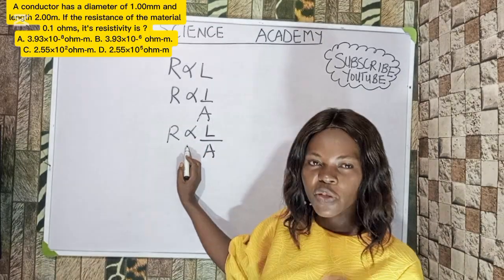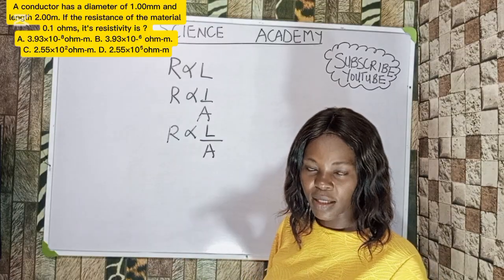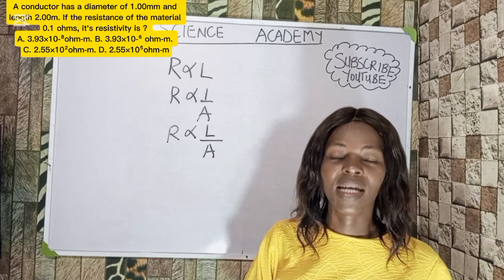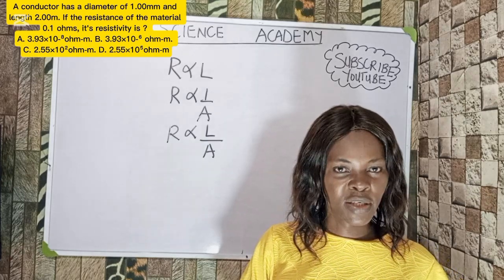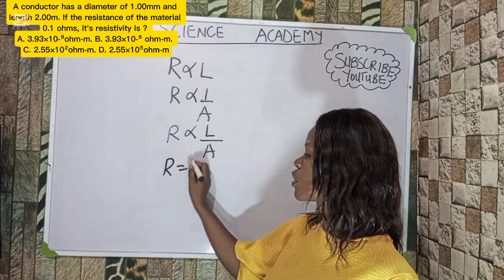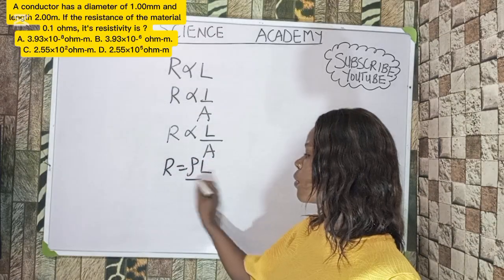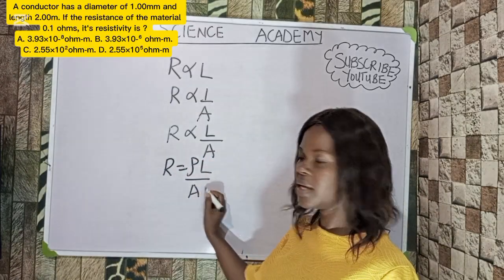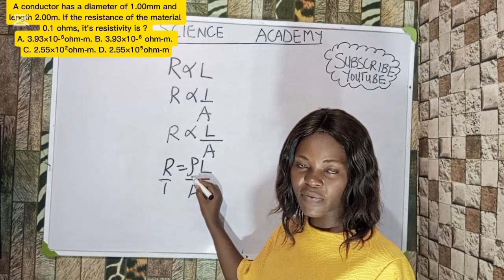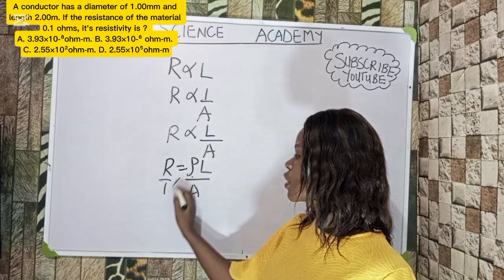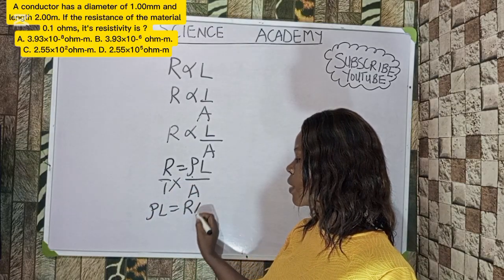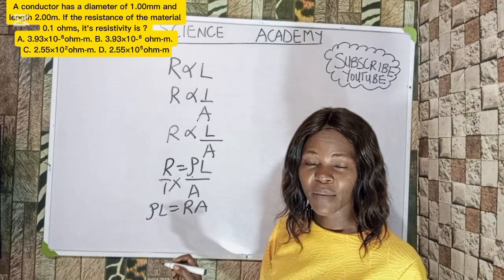Now, if you remove this proportionality sign, we're going to introduce a constant, because in every proportionality sign in physics, we must introduce a constant, and that constant has meaning and unit. So let's go. We say that R is equal to rho L over A. Now, if we say this is over 1, we want to make this constant the subject, which is the resistivity that we are looking for, by cross multiplying: rho L is equal to RA.